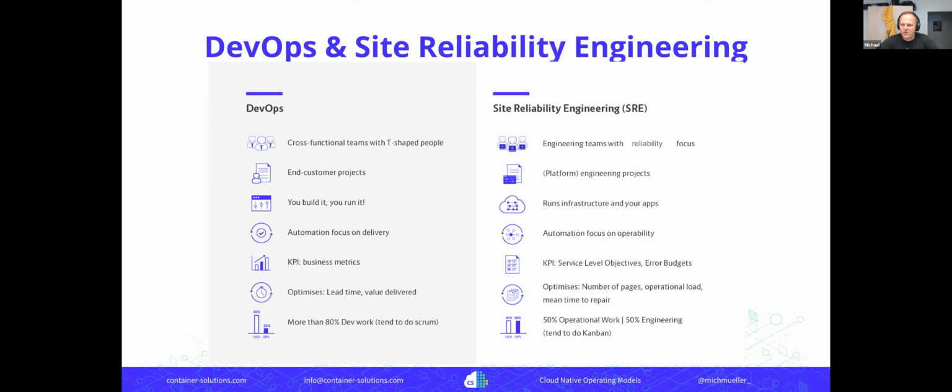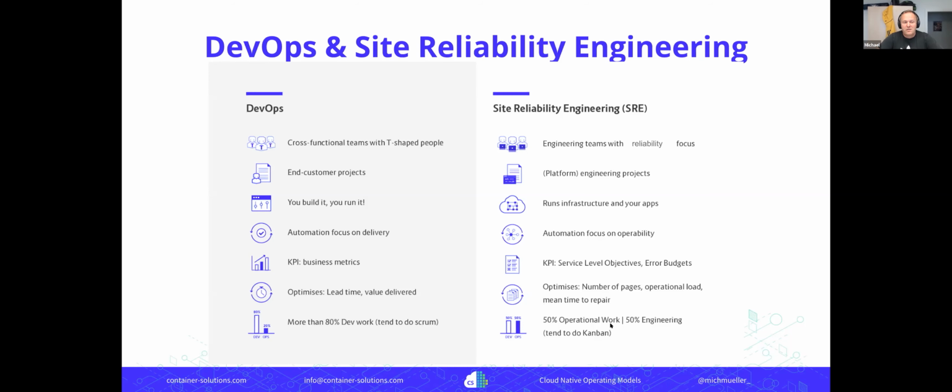The DevOps team focuses their automation entirely on delivery. Pure CI/CD. How fast can I get my code from idea to end customers in a safe and reliable way? Whereas the SREs are focusing on how to make this operable. So how can I automate most of the ops tasks away? What needs to happen so that it's reliable? All of this is the automation focus of that team.